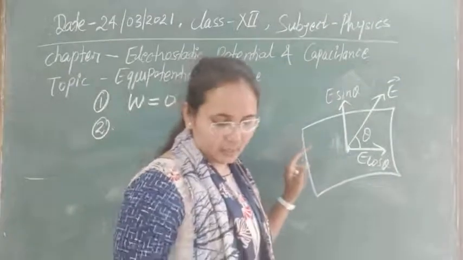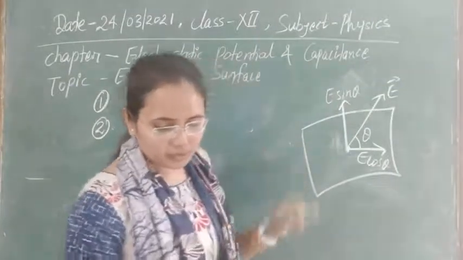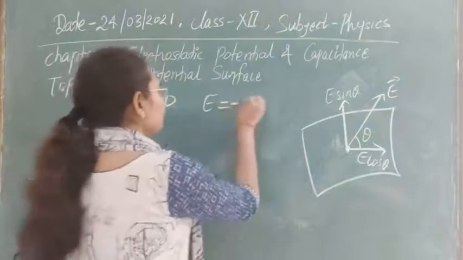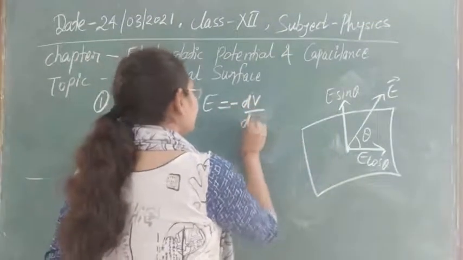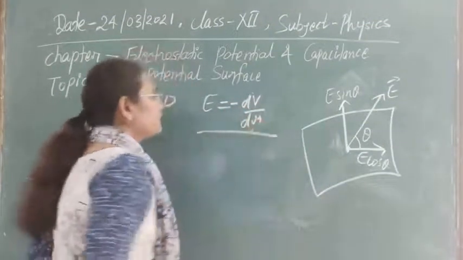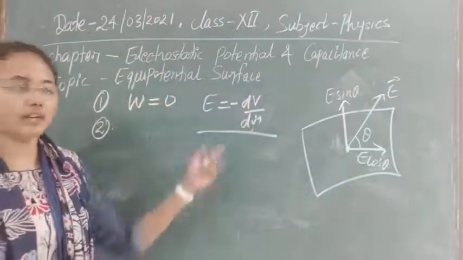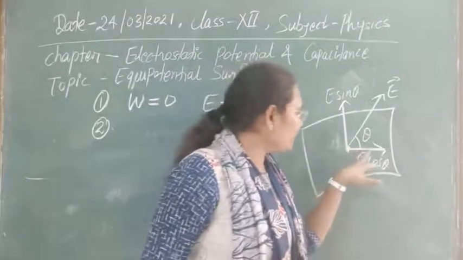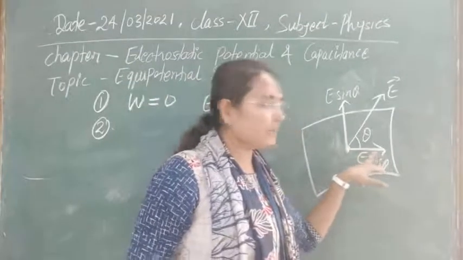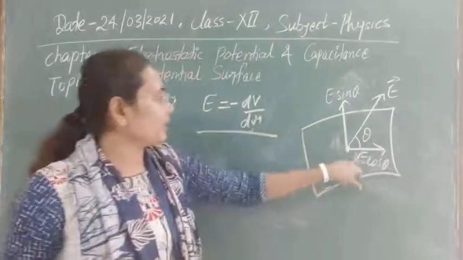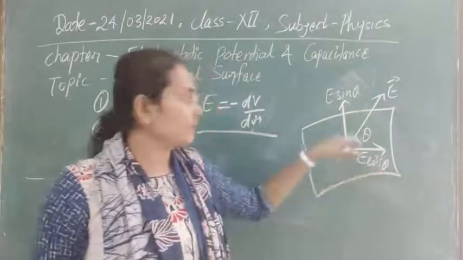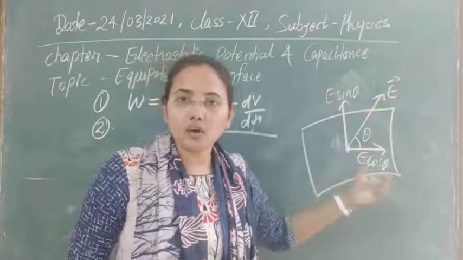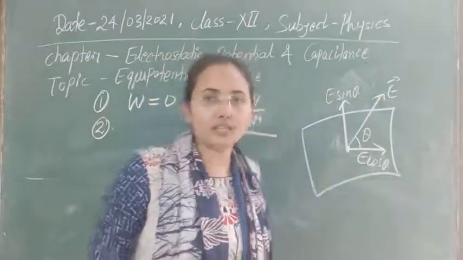E is equal to minus dV by dr. This is the relationship between the electric field and potential. So if the electric field is different at every point, then with the extra component, E cos theta, which is already working in the horizontal direction, we get an effect.